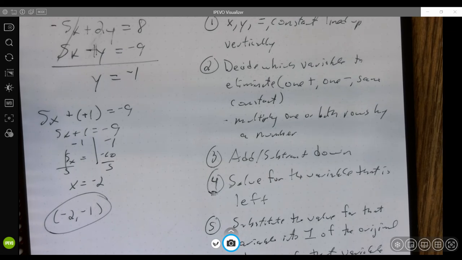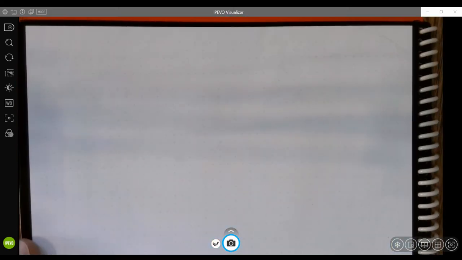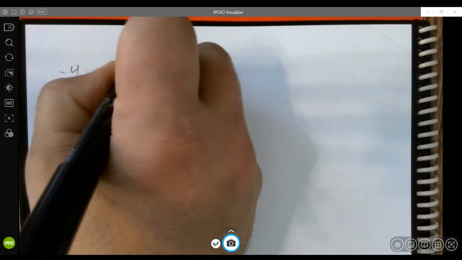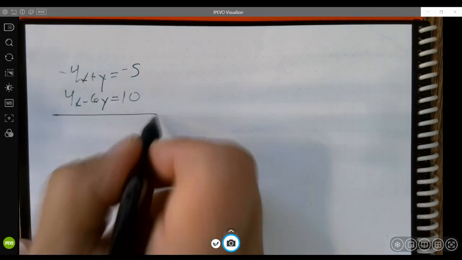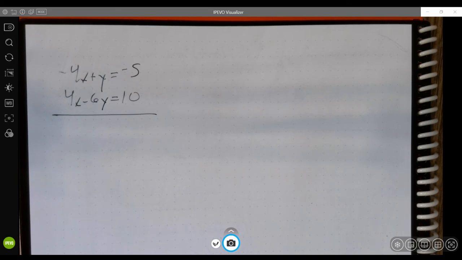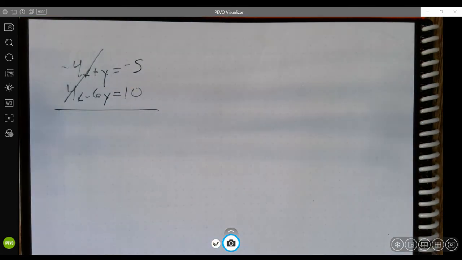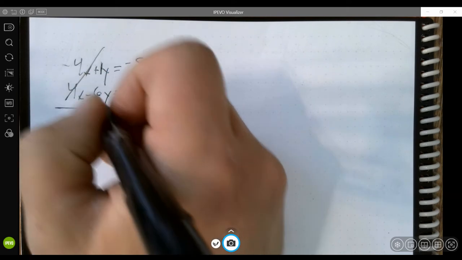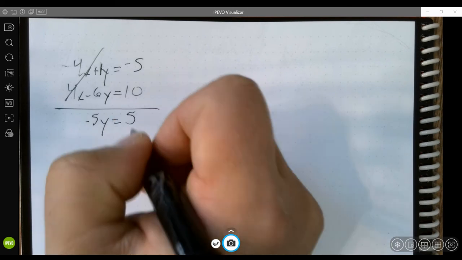All right, let's look at one more like this one where everything's lined up and ready to go. So let's say we have negative 4x plus y equals negative 5, and 4x minus 6y equals 10. So I want to make sure everything's lined up. It is. I want to see if one of the variables is already positive, negative, and the same constant. Oh, it is, x. Slash it. It's eliminated. Then we add or subtract down. I'm going to put the 1 in there. 1 minus 6 is negative 5y equals negative 5 plus 10 is positive 5.